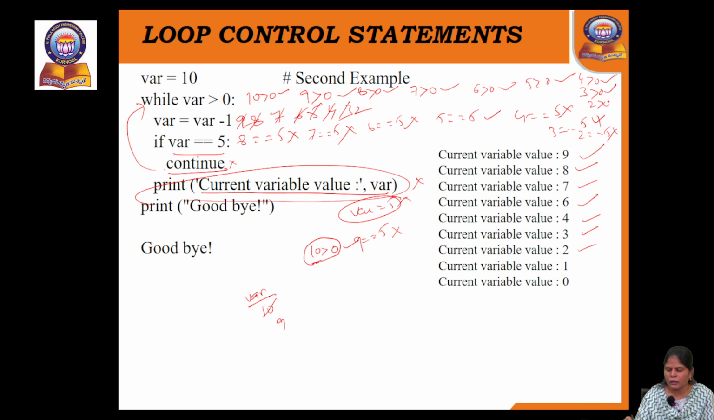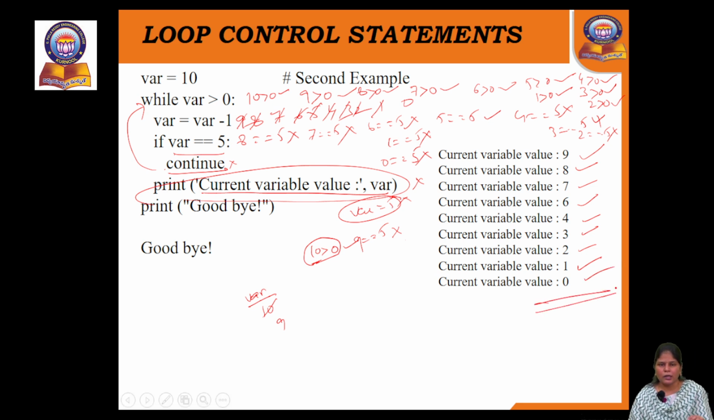Again 2 greater than 0, condition is true. So variable now becomes 1. 1 equal to 5, condition false. So it will print 1. Now 1 greater than 0, condition is true. Variable becomes 0. 0 equal to 5, condition false. So it will print 0.